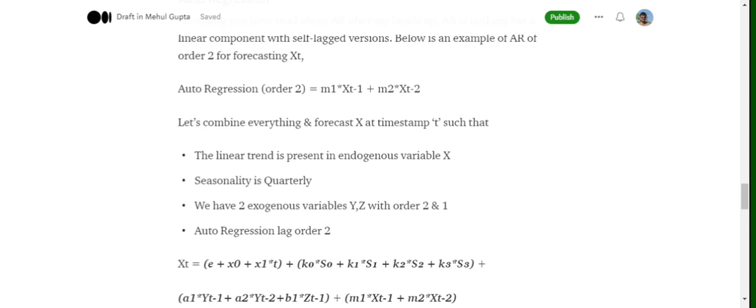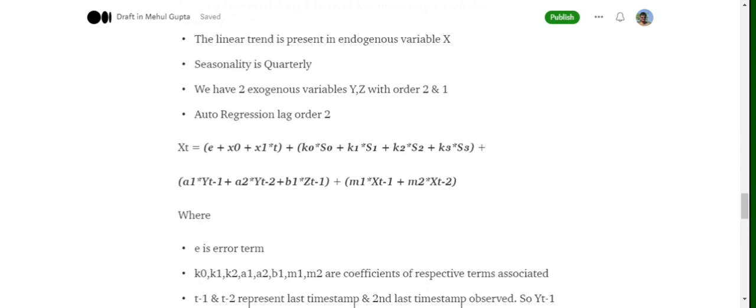Now, let's have a final example. Let's combine everything. Assume that we are forecasting some variable x at timestamp t such that, given the conditions, we have a linear trend present in variable x, seasonality is quarterly, we have two exogenous variables y and z with order 2 and 1, and the auto regression lag is of order 2. Then our equation becomes something like this: the forecast for xt is e plus x0 plus x1 into t, because as I told you, the trend is linear. If it would have been quadratic, we would have had one more term, plus x2 into t raised to the power 2. Now this forms our seasonality component. You can see four terms coming in because the seasonality is quarterly. That is why we have four dummy variables, out of which only one would be giving us some value, else everything would be zero, as we discussed earlier.